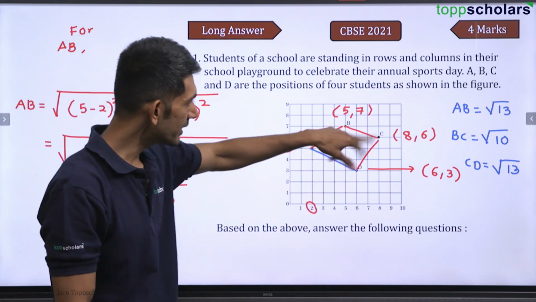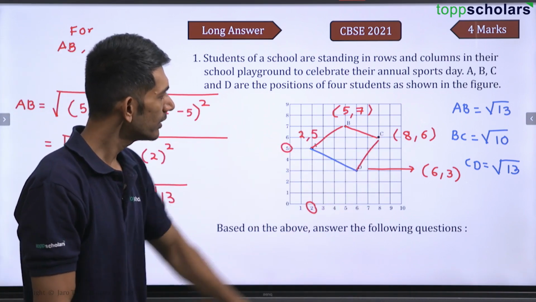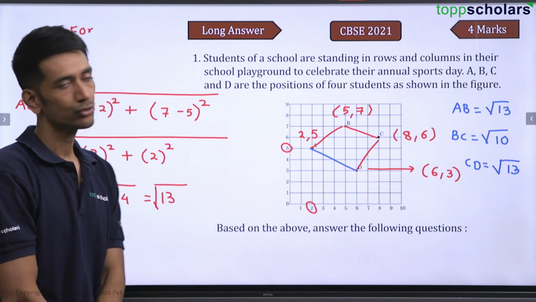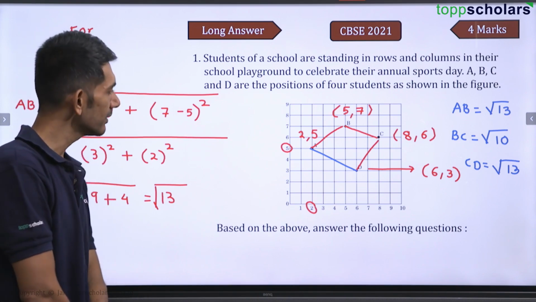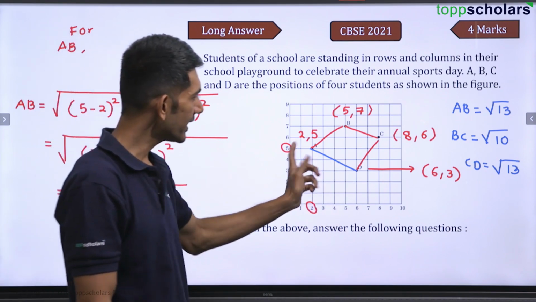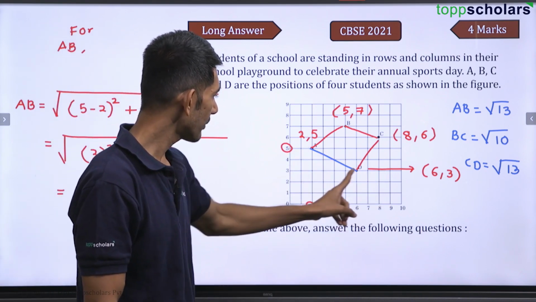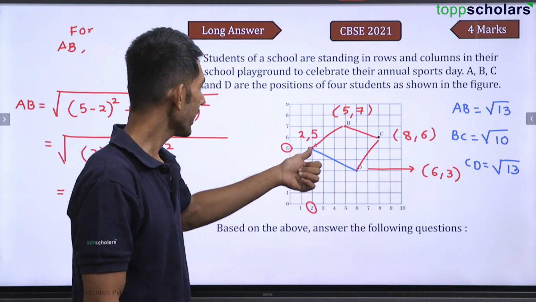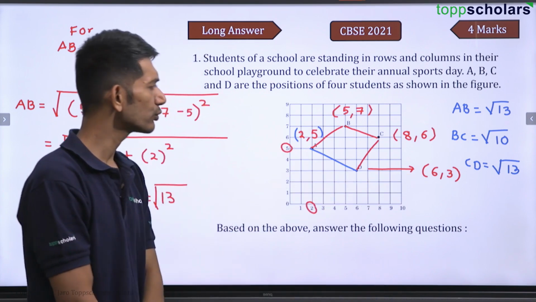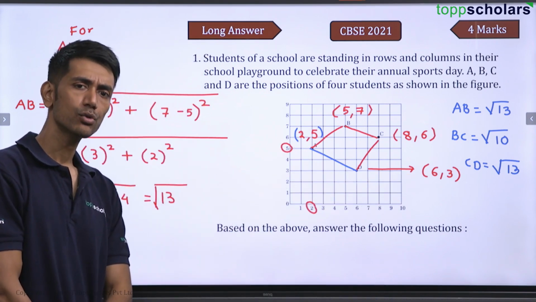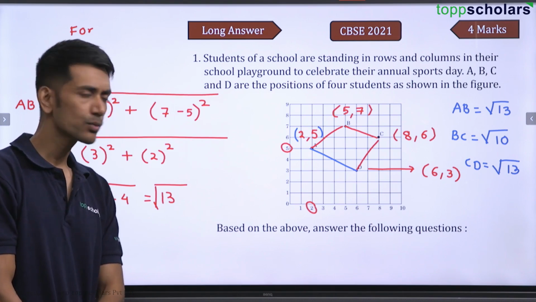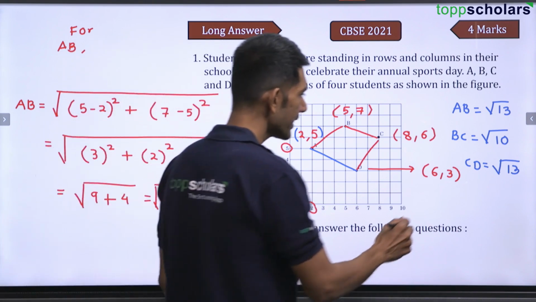Then you found out CD, that is 6 minus 8 the whole square plus 3 minus 6 the whole square, that is minus 2 square plus minus 3 square. Minus 2 square is 4, minus 3 square is 9, that gives you 13. And then you found out AD. So what is AD? Here you have 6 comma 3, and for A you have 2 comma 5, right? So 6 minus 2 the whole square plus 3 minus 5 the whole square. 6 minus 2 is 4, 4 square is 16, 3 minus 5 is minus 2 square is 4, 16 plus 4 is 20, under root 20. So AD is under root 20.